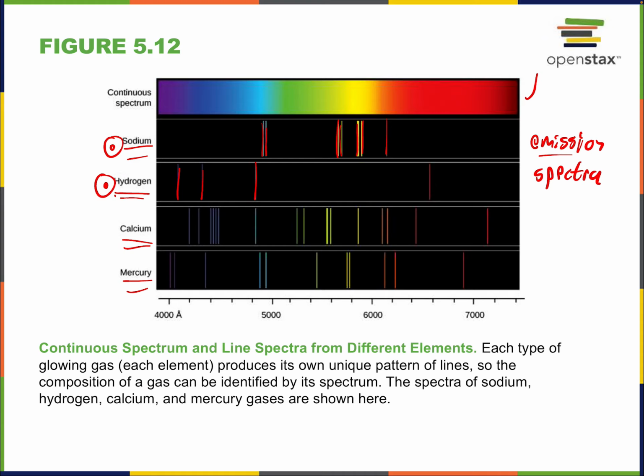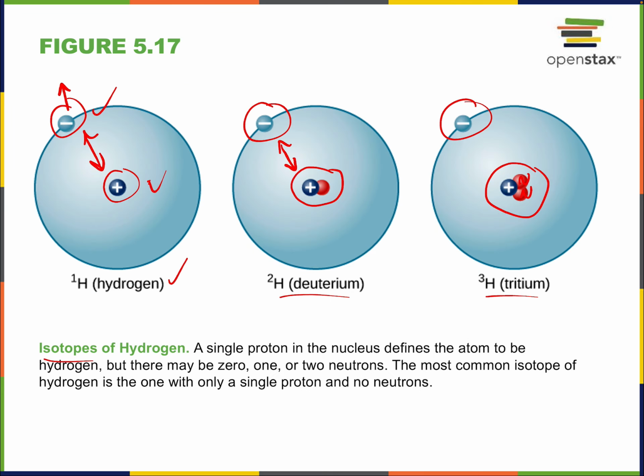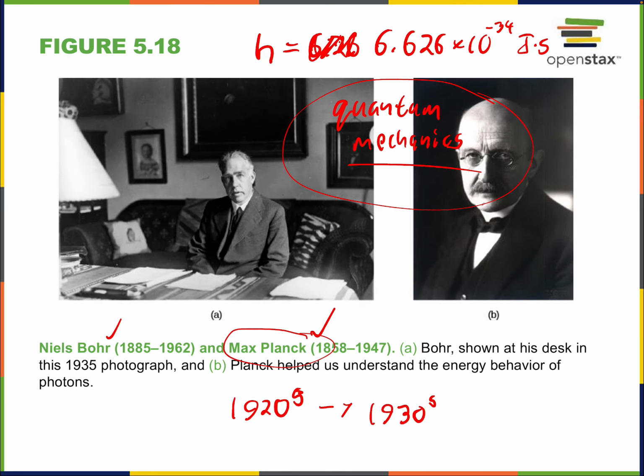Because if the universe is quantized in discrete chunks, that means that certain elements like sodium and hydrogen and calcium and mercury can only produce certain types of light, which is amazing because it allows us to identify those elements, which, I mean, you can just imagine how helpful that is. We can identify particular elements. Okay, so if the universe is quantized, electrons can only jump between particular energy levels.